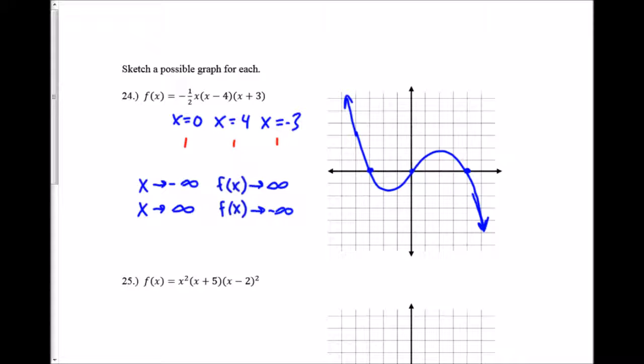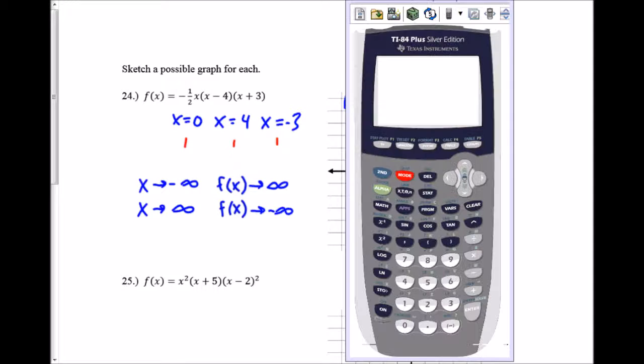And if I want to graph this with a little bit more accuracy, I'm going to go find these local maxes and mins using my calculator. So I'm going to go to the y equals menu. So I hit y equals. I'm going to punch this thing in.